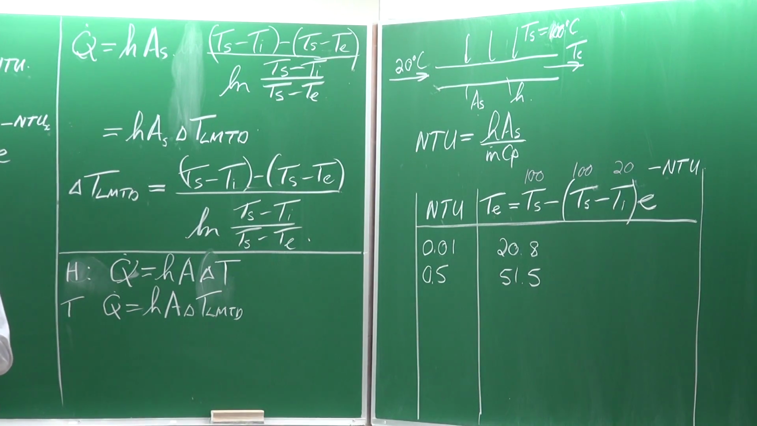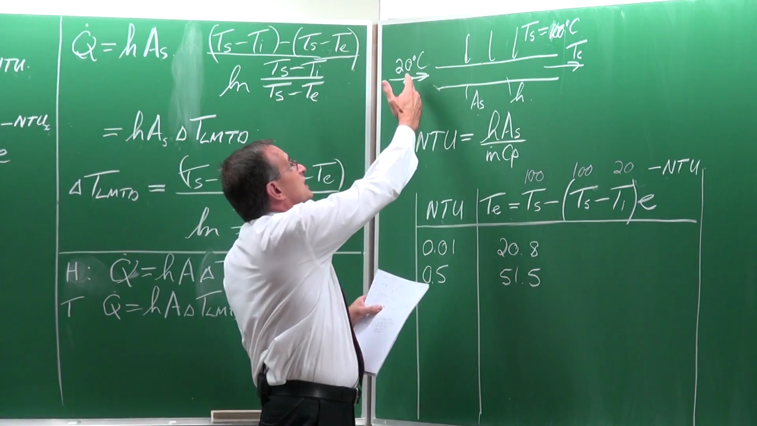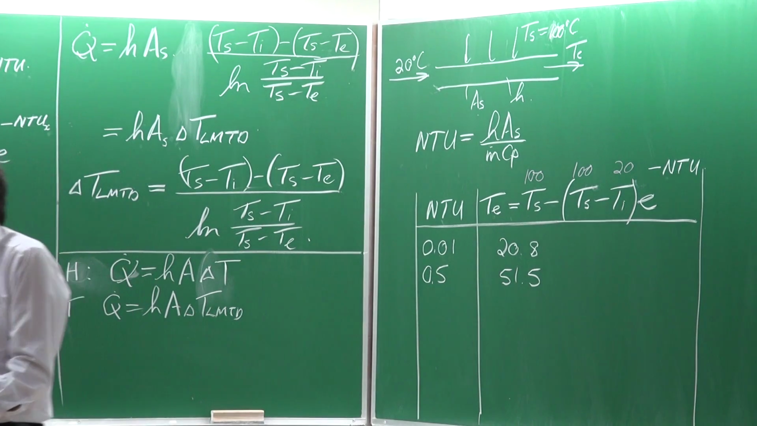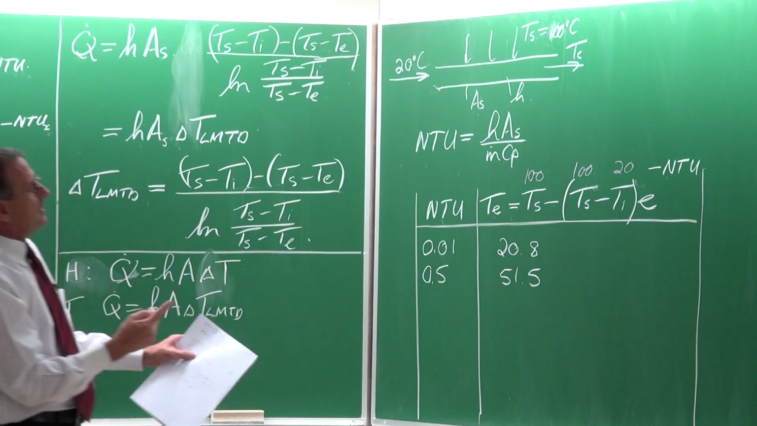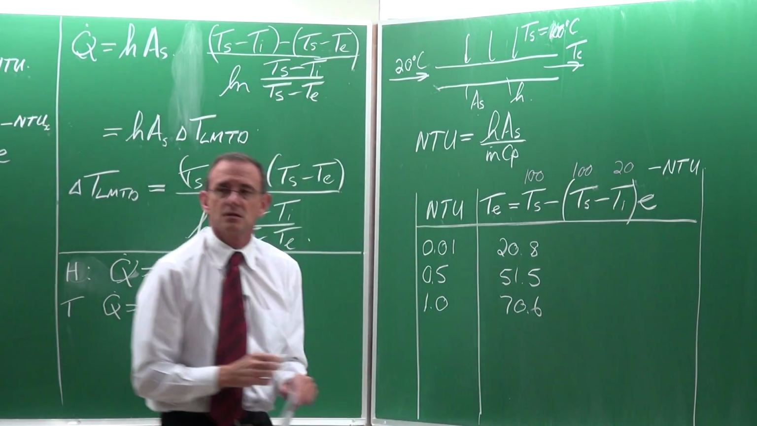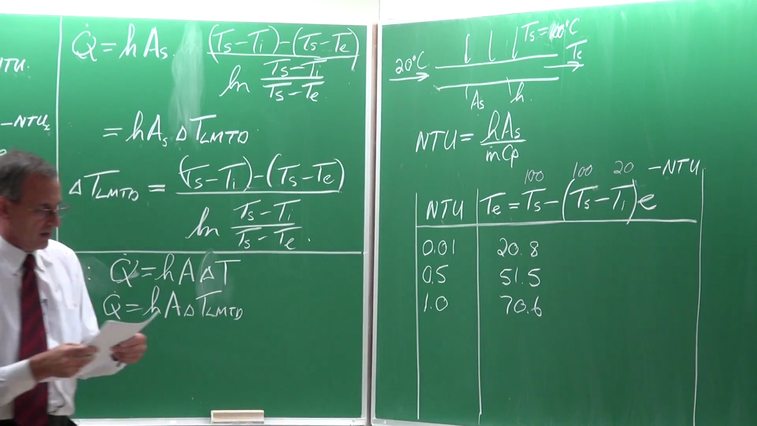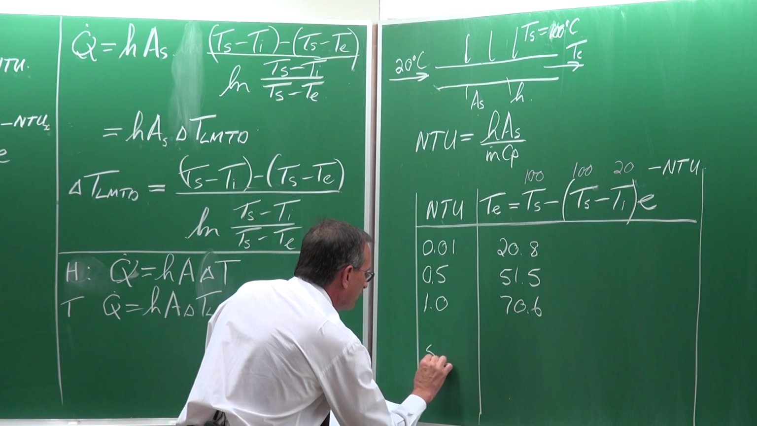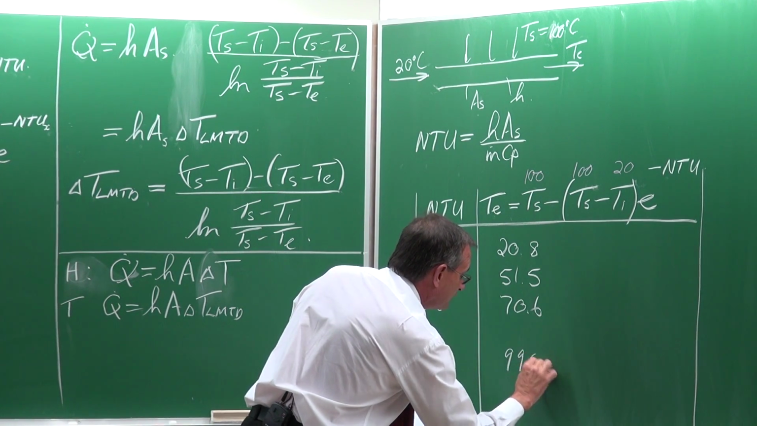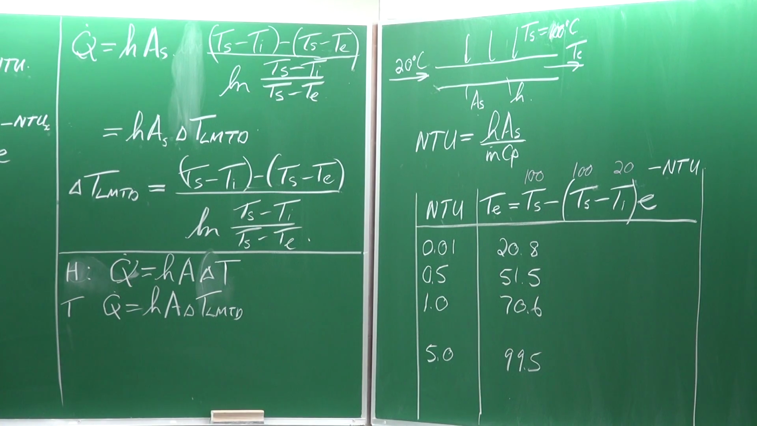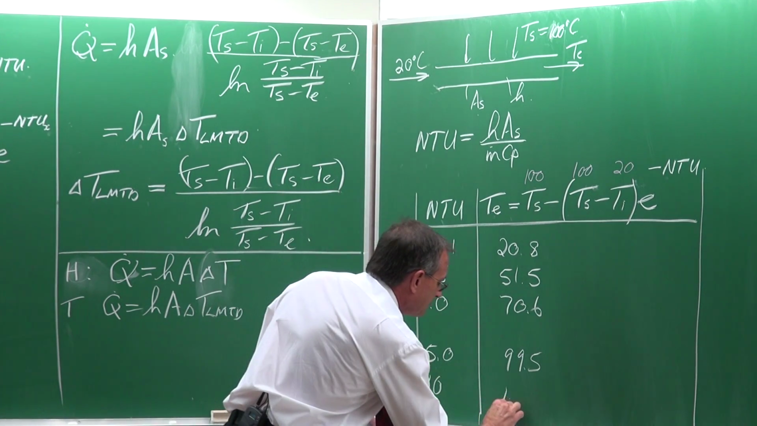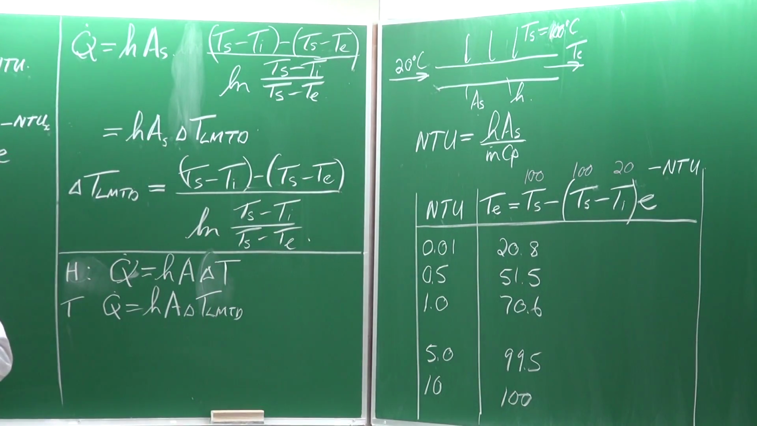For you as an engineer, if you've got a problem like this, where you want to heat something and you've got a source at 100 degrees, you would like to get it close to 100, isn't it? If it is 1, then the outlet temperature would be 70.6 degrees Celsius. So we're making progress. If it is equal to 5, then the outlet temperature will be 99.5 degrees Celsius. If it is 10, the outlet temperature would be 100.